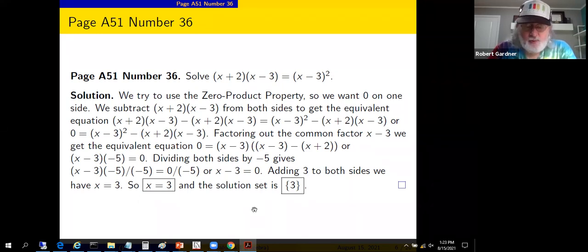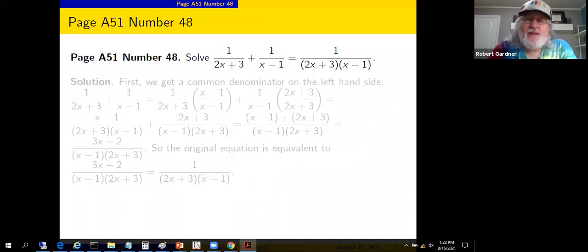Let's do another one with this factoring idea. Okay, this involves rational expressions, rational functions. We want to solve 1 divided by 2x plus 3 plus 1 divided by x minus 1 equals 1 divided by 2x plus 3 times x minus 1. Interesting, this denominator is the product of these two denominators. All right. Don't make up your own rules and you'll be fine.